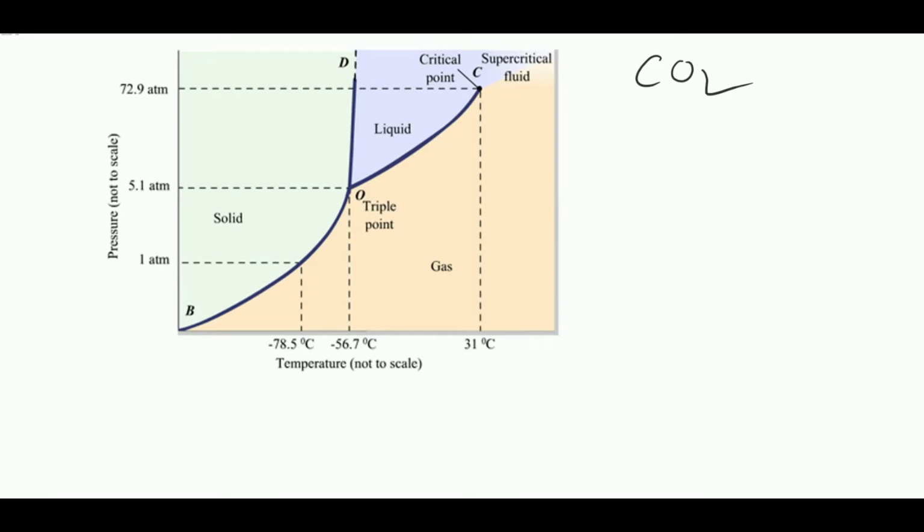The triple point of carbon dioxide is 5.1 atm at minus 56.7 degrees Celsius. The critical point, beyond which gaseous carbon dioxide can't be liquefied no matter how much pressure we apply, is at 31 degrees Celsius and at 72.9 atm.